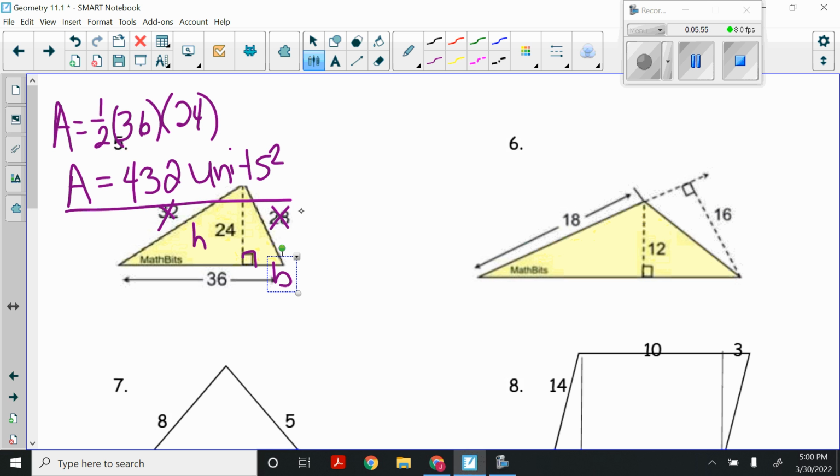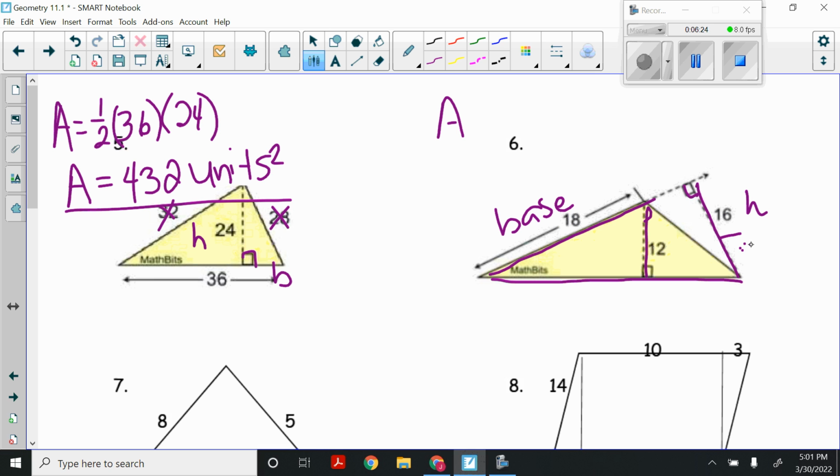Number 6, again, I have an obtuse triangle. I see that I have a height that's marked perpendicular to this side, so that means that this is my base, and this is my height. It also marked this perpendicular, but I don't know this side. And in an obtuse triangle, my height is always going to be outside of my triangle. So that's how I know that I use the 16 on the outside and the 18 as my base.